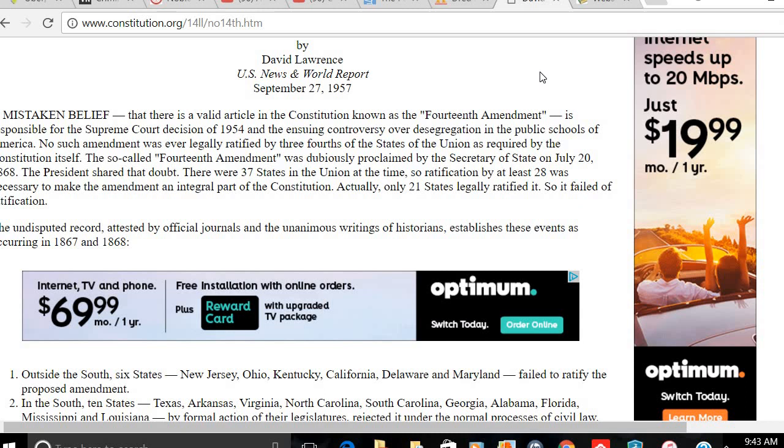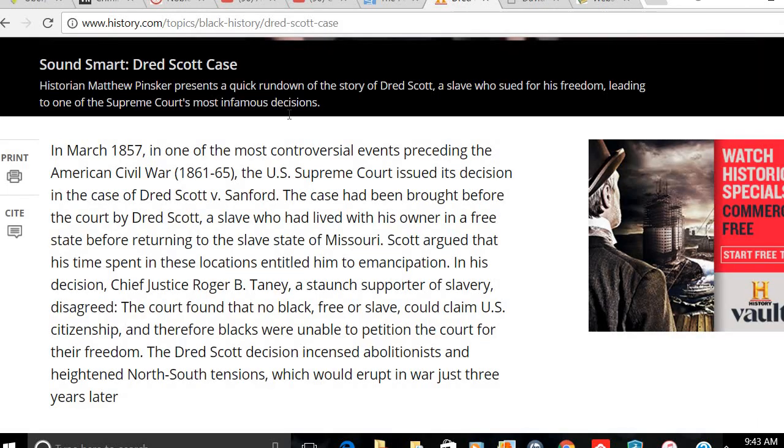All right, so I'm going to read it from right here. It says, in his decision, Chief Justice Roger B. Taney, a staunch supporter of slavery, disagreed. The court found that no black, free or slave, could claim United States citizenship, and therefore blacks were unable to petition the courts for their freedom. So it's saying that because you're not a citizen, the courts don't have to hear you. Therefore, you're kind of stuck in what they call stalemate when you're playing chess.